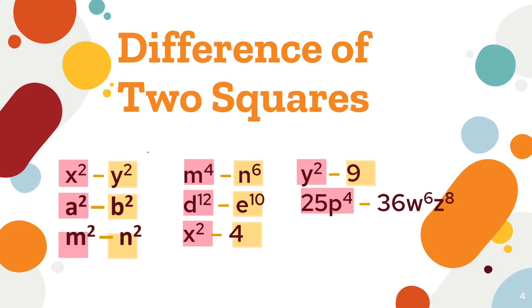Remember that 25 is equal to 5 times 5, kaya perfect square din siya, and p to the 4th is equal to p squared times p squared. Kaya ang square root ng 25p to the 4th is 5p squared. Ano naman ang square root ng 36w to the 6th z to the 8th? Ang square root ng 36 ay 6, and the square root of the variables ay w cubed z to the 4th. So the square root is 6w cubed z to the 4th.